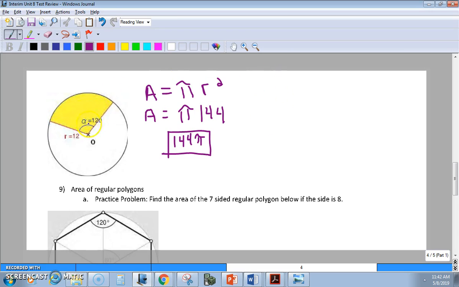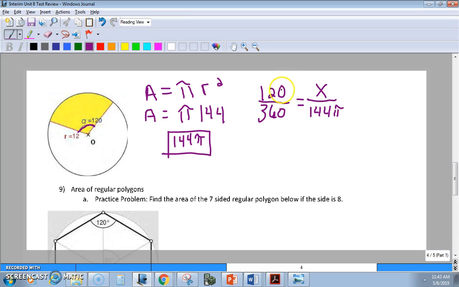So we also know that a circle has 360 total degrees, right? And that the angle of that yellow part is 120 degrees. What we want to know is, and so this is the sector on top, right? What we want to know is the area of the sector, and we know that the area of the entire circle is 144 pi. So now we just have a proportion that we can solve.